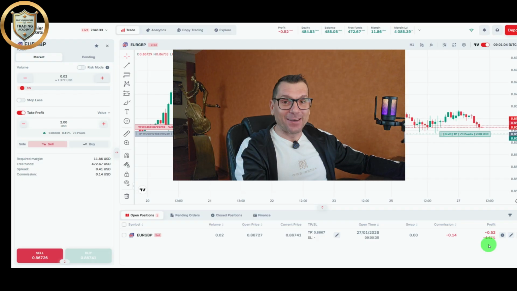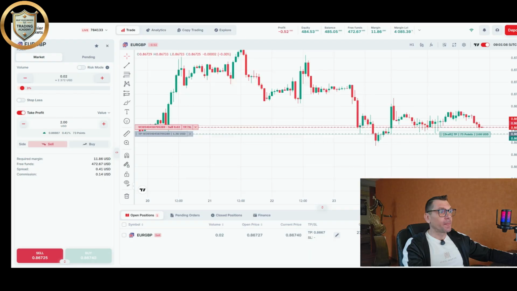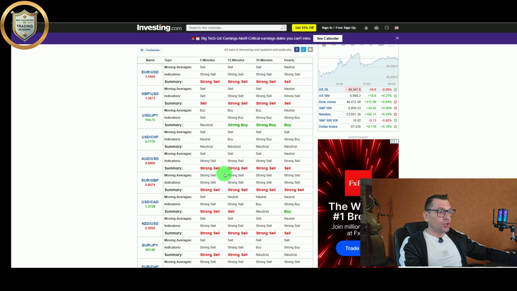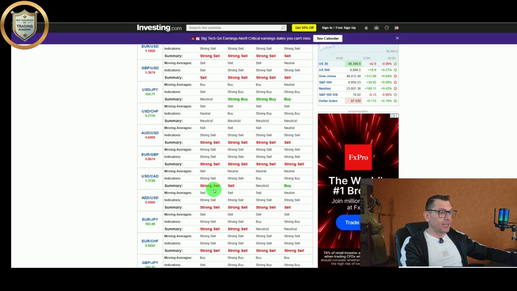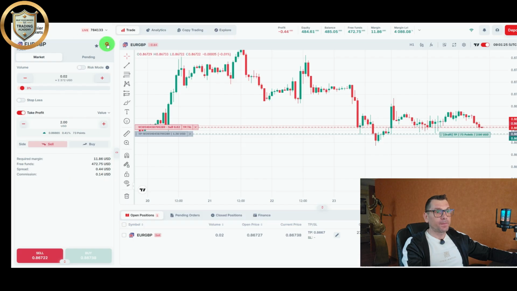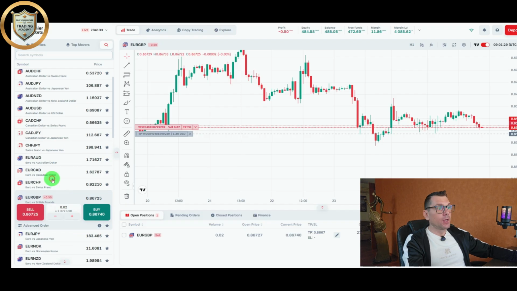So the first trade is open, and we're going to go for the second trade. We're going to go now to the technical summary again and see what we have. So Euro GBP is something that we traded just now. And then we can see something else, let's say Euro CHF, also on a strong sell recommendation. So let's go and observe Euro CHF now.